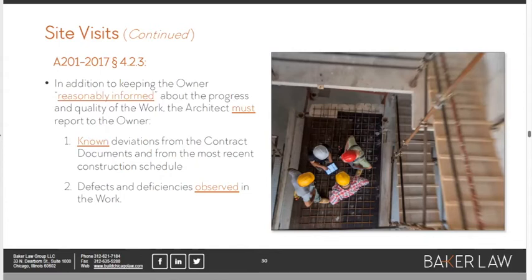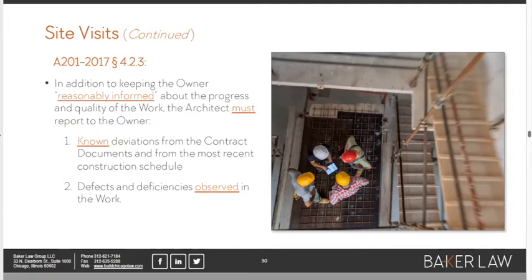Sticking with this idea of site visits, in addition to keeping the owner reasonably informed, right? Not informed. There's more loose language here. Reasonably informed, because the architect is not there every day. In addition to keeping the owner reasonably informed about the progress and the quality of the work, the architect must.